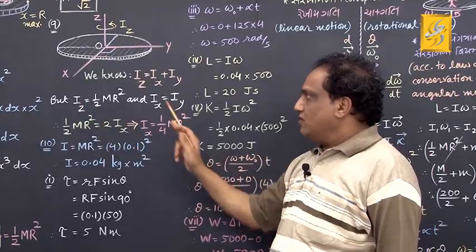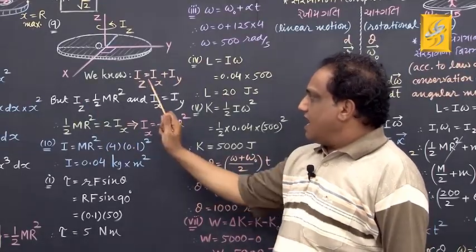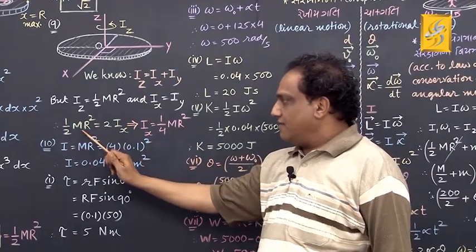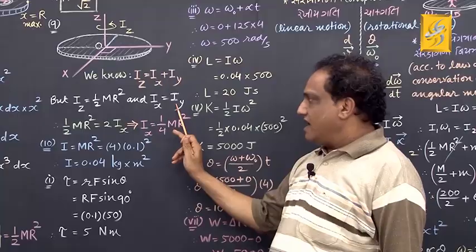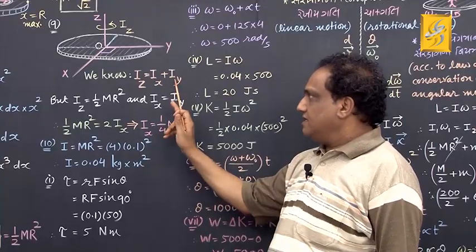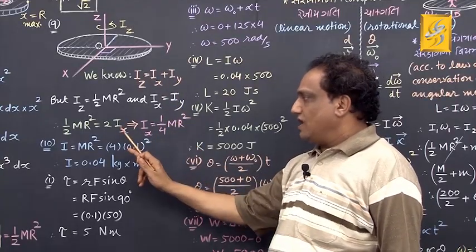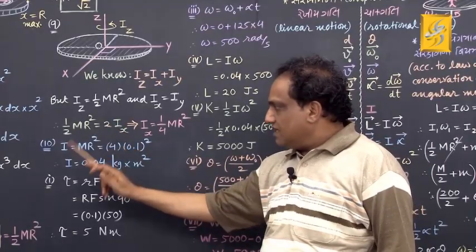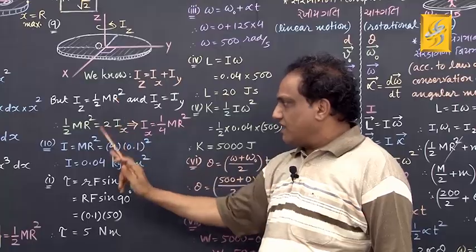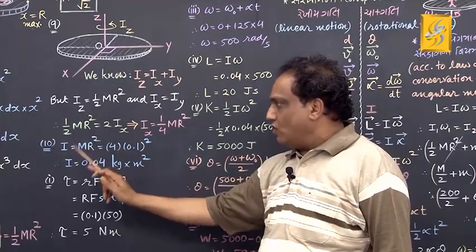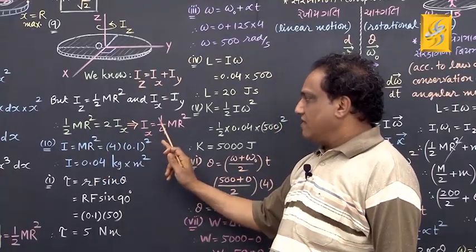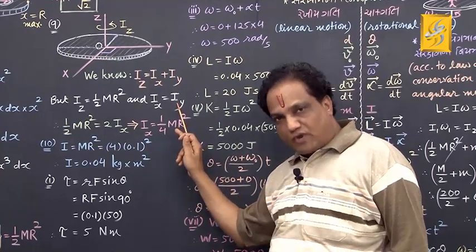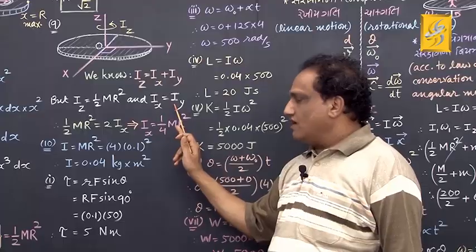Just put all these values in this equation. Iz is half mr square. But in place of Iy, I can write Ix. Write it here: Ix plus Ix, that is 2Ix. Find out Ix. Take this 2 in the denominator. So Ix will be 1 by 4 mr square. Ix equals 1 by 4 mr square. And same is the value of Iy also, because Ix equals Iy.